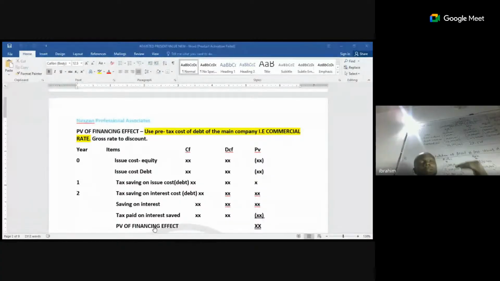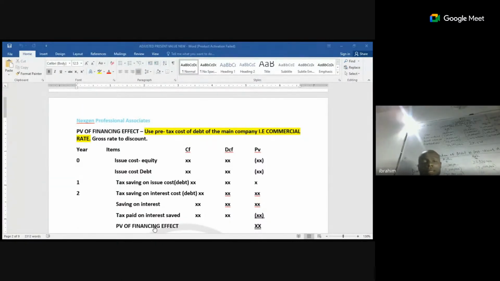Then you calculate your PV of financing effect. Then the base case NPV plus or minus the PV of financing effect gives the adjusted present value. And these are the steps you need to know under the adjusted present value.